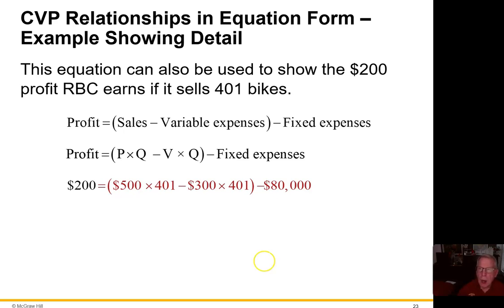So now, the equation can also be used to show the $200 profit that RBC earns if it sold that one bike more than break even at 400 units. So we take our profit, our sales, minus variable costs, minus fixed expenses, multiply that through times the selling price per unit times the quantity, and the variable cost per unit times the quantity minus the fixed costs. And that comes out $200, which I think you can easily see.